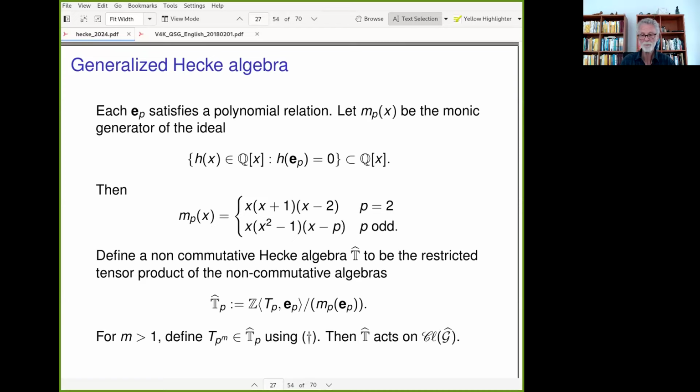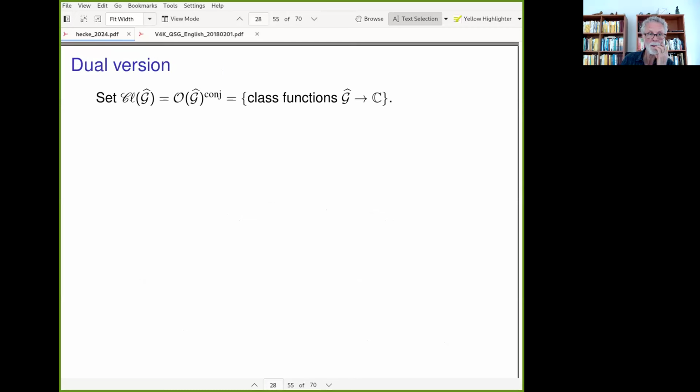Okay. So it's going to act on the group algebra of SL2Z. All right, so here's the dual version. We're going to take CL of G hat, which is going to be the elements of the coordinate ring of G hat that are class functions. They're constant on conjugacy classes.